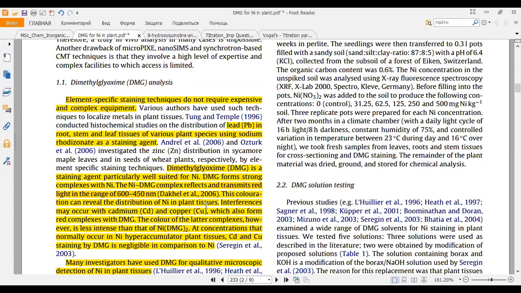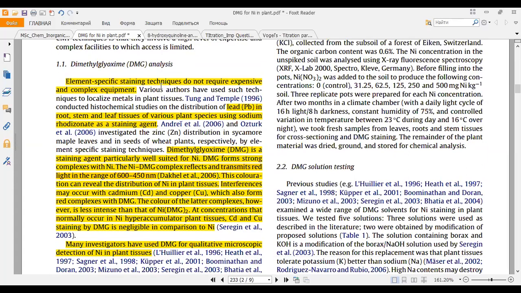So here is the next part, which is DMG analysis, dimethylglyoxime analysis. Okay, this is also one of the uses of DMG. You can try to understand. So element-specific staining techniques do not require expensive and complex equipment. So we know that DMG is element-specific, right? It is specific for nickel. So since this is very specific for nickel, it does not require other complex equipment. We can simply analyze it, or we can use a cheap instrument to analyze it.